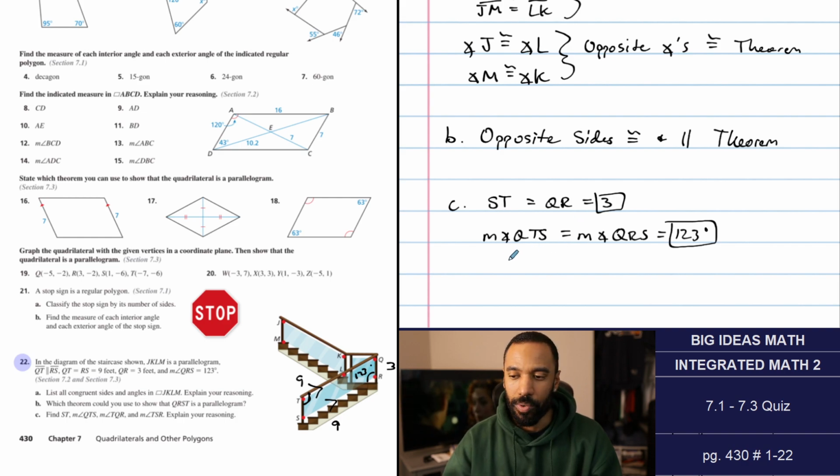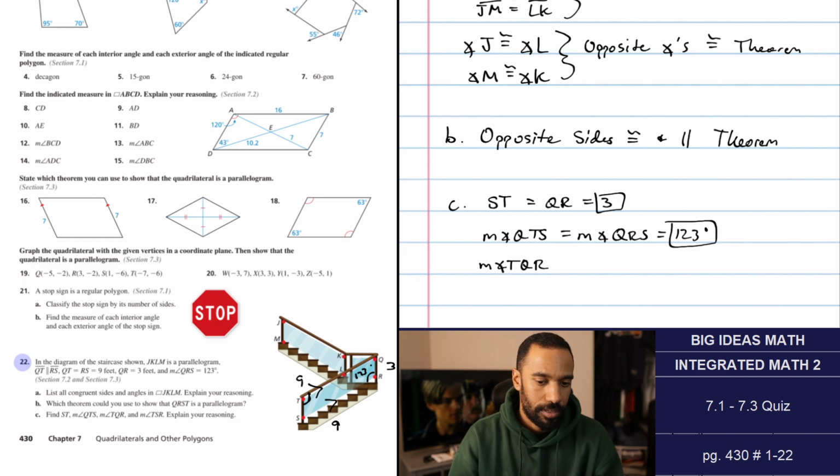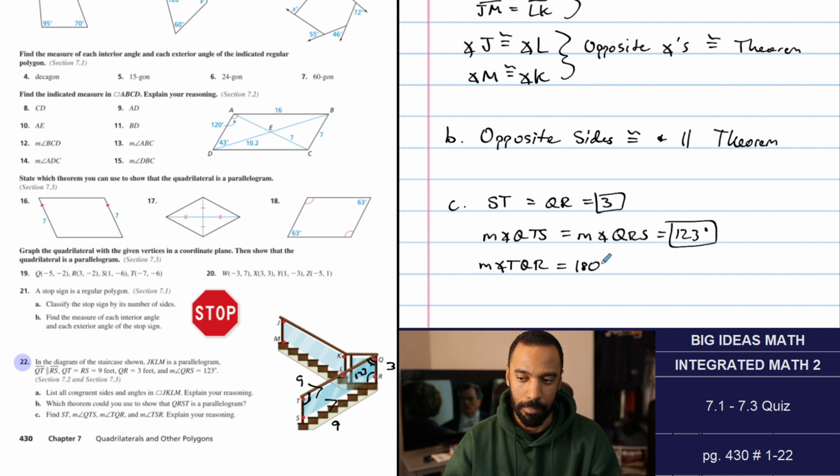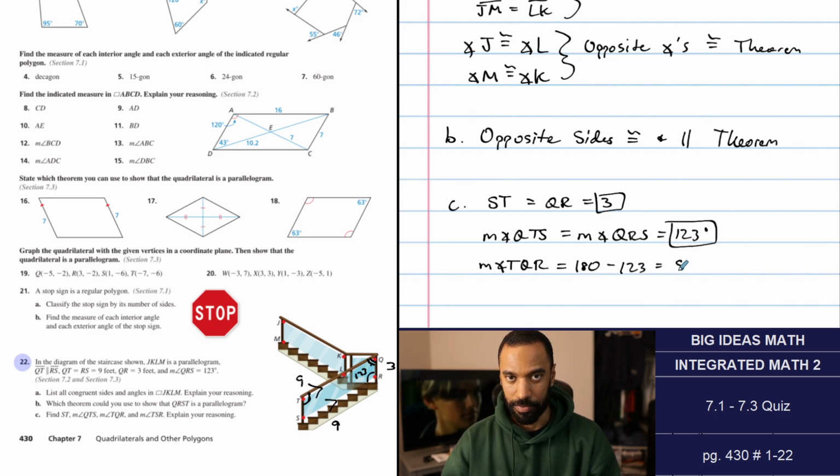Measure of angle TQR. Where's TQR? TQR is basically this guy up here. I'm going to put a little double angle mark there because it shouldn't be congruent to this guy or this guy. It should be supplementary to it. It should be a linear pair. Measure of angle TQR is 180 minus one of those measures. I'll just put 123. And that's 57 degrees.